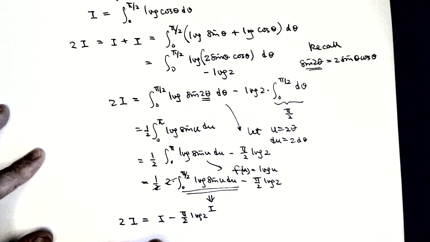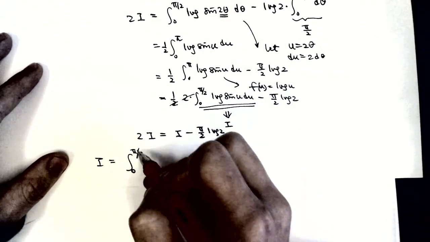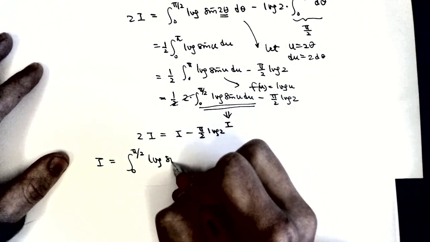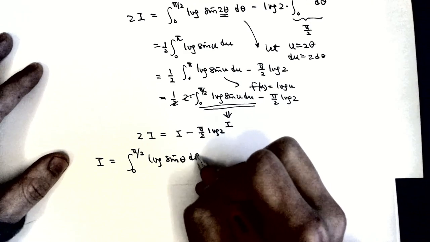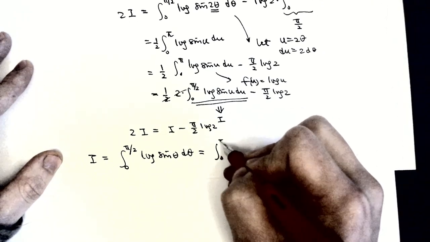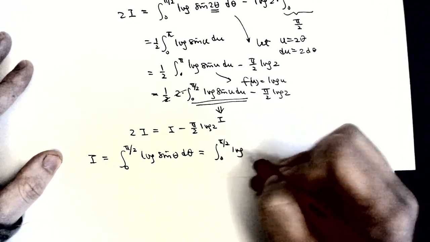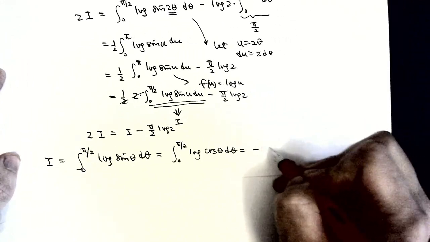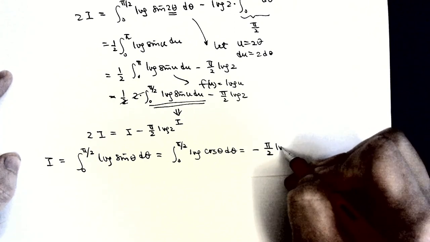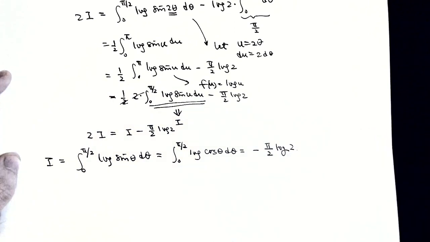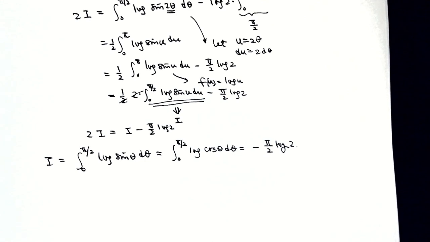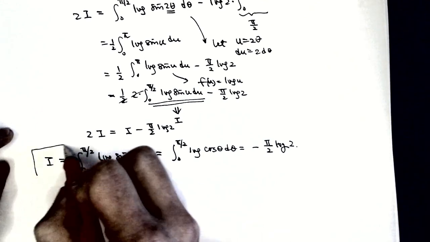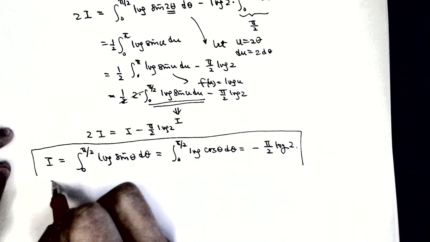So what we have is I is equal to the integral from 0 to pi over 2 of log sine theta d theta, which actually equals the integral of log of cosine theta, and equals minus pi over 2 log of 2. This is the result we have using two simple tricks.